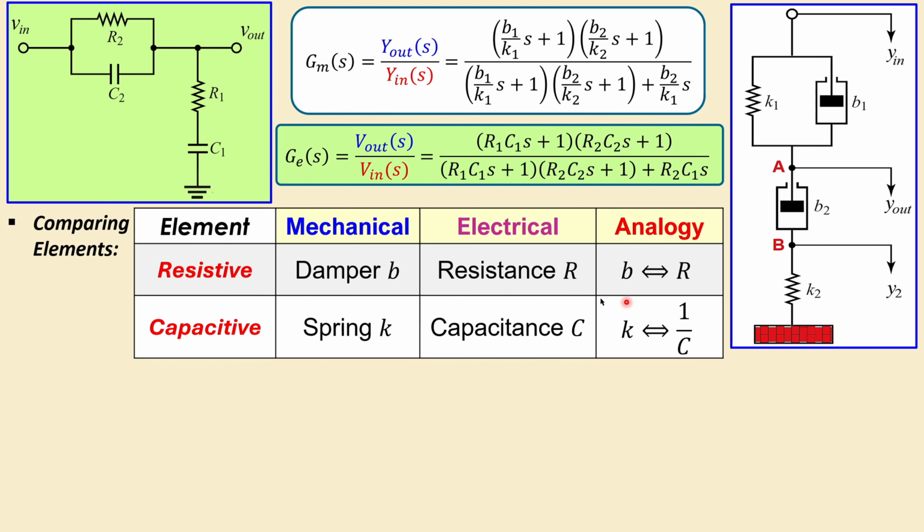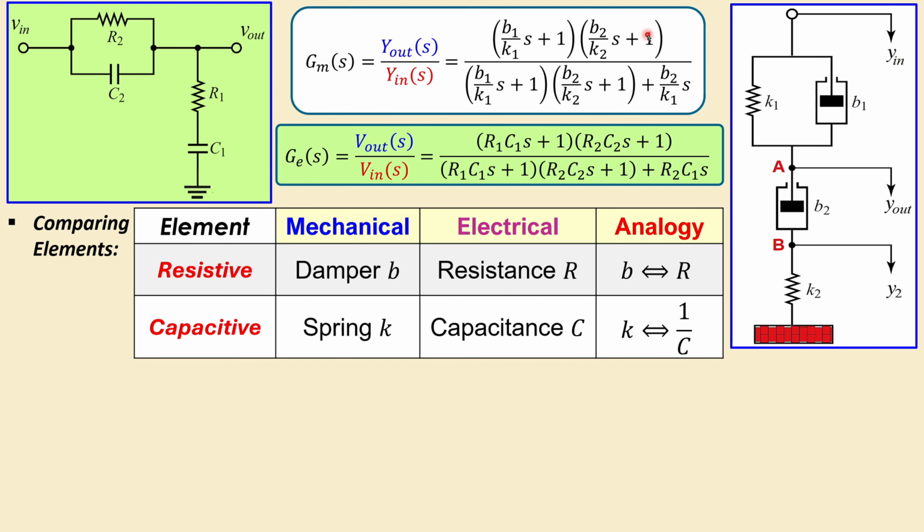And by analogy, you can say the B, the value coefficient, is similar to R in the electrical domain. And a K in the mechanical translation domain here is similar to 1 over C in the electrical domain. You might ask why. Now let's compare also the transfer functions carefully.